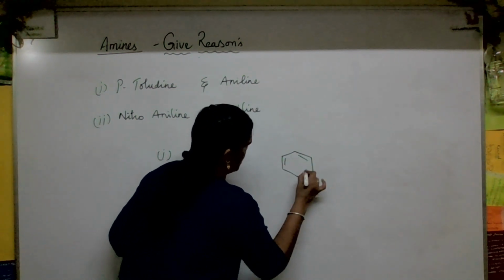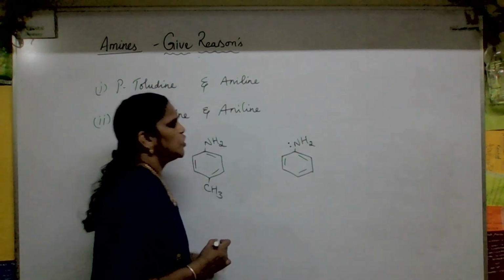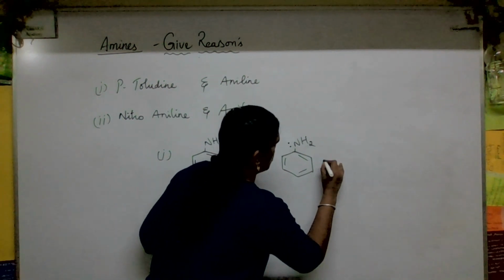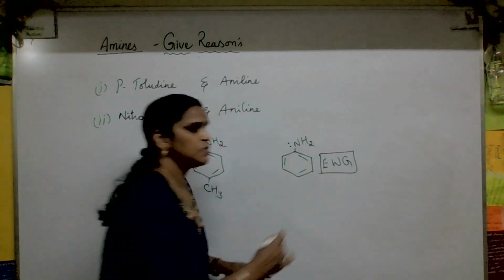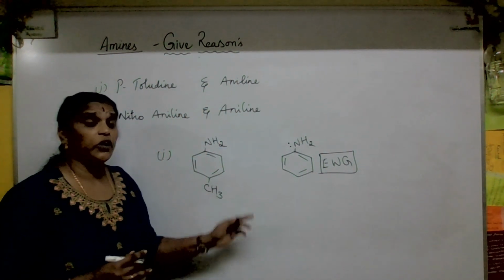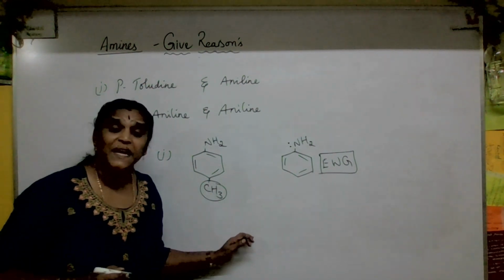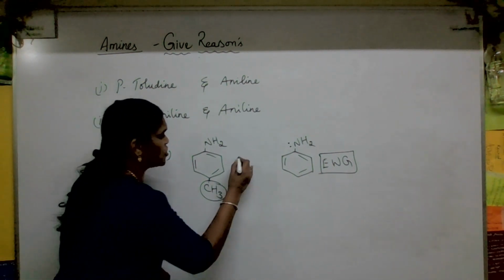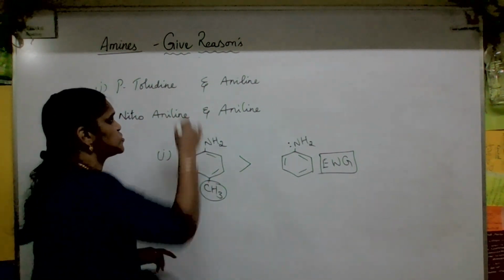Now due to that resonance we just mentioned, the amino group is attached to an electron withdrawing group. So naturally, the basic strength will be lesser. When we compare with toluidine, it has more basic strength. Why? Because it is connected to the methyl group. So what is the methyl group? An electron donating group. So naturally this will be stronger. Paratoluidine is stronger than aniline.